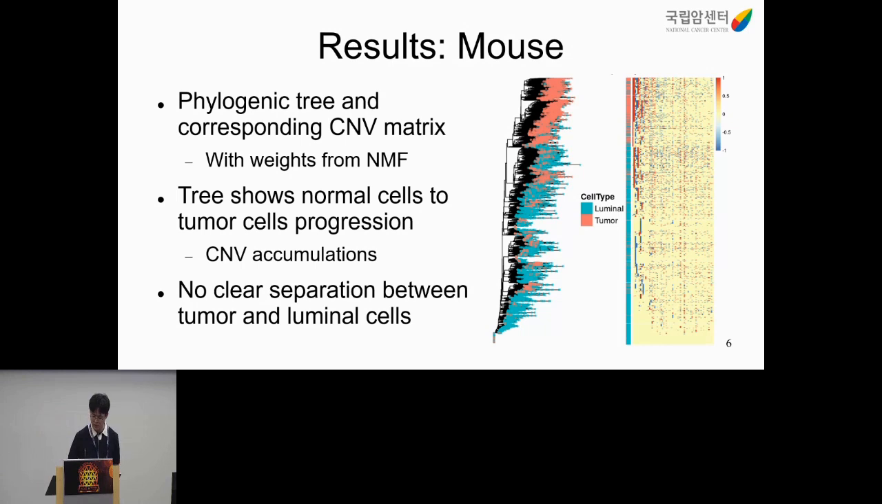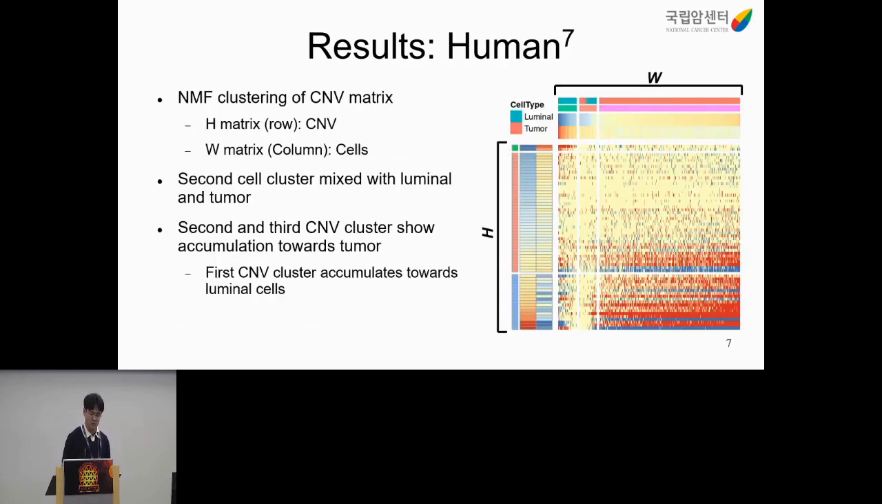So this gave us enough to try to do this on the human data. And what we see, compared directly with the mouse data, is that in the human data a lot more of the cells are tumor cells and a lot more CNVs are accumulated. However, we still see a similar pattern in the second middle cluster of the column, where the normal cells and the tumor cells are mixed, and the CNV profile is also similar.